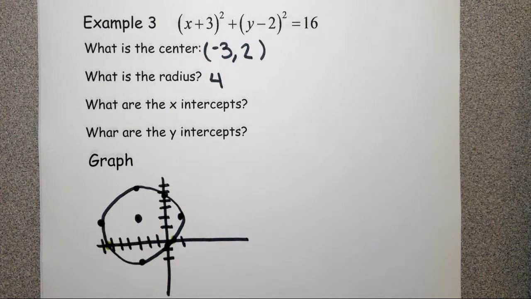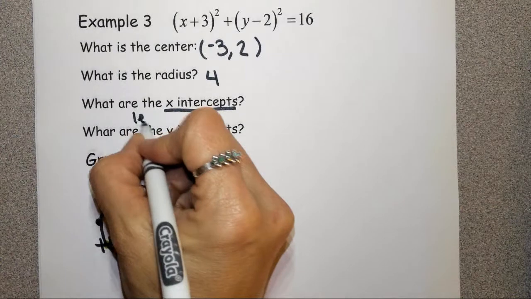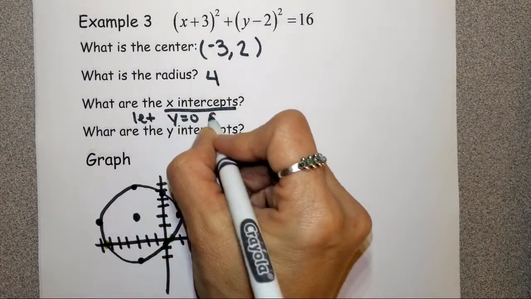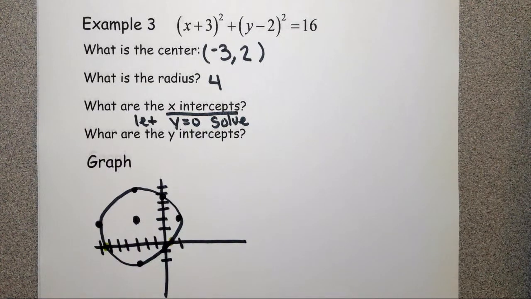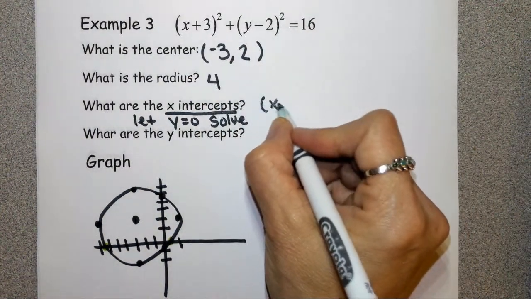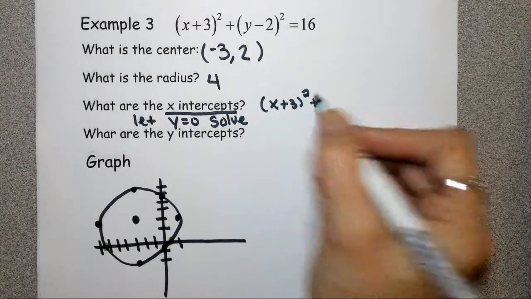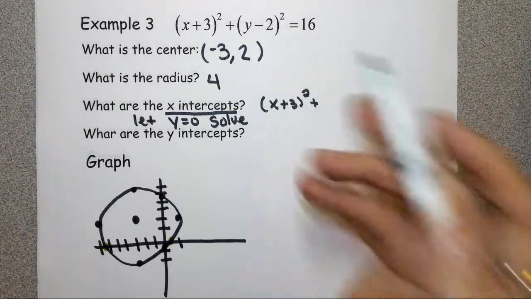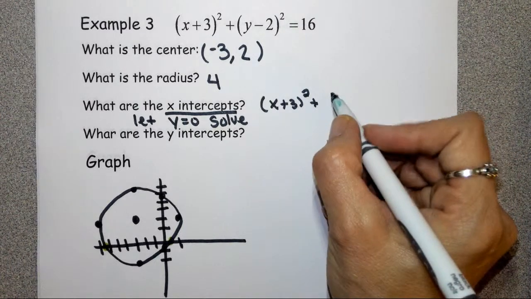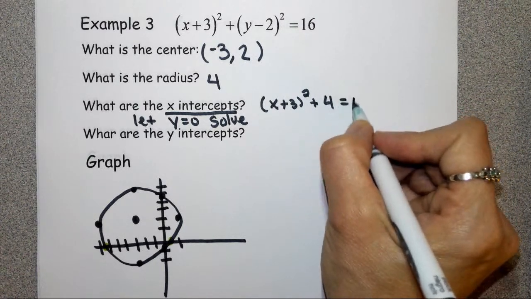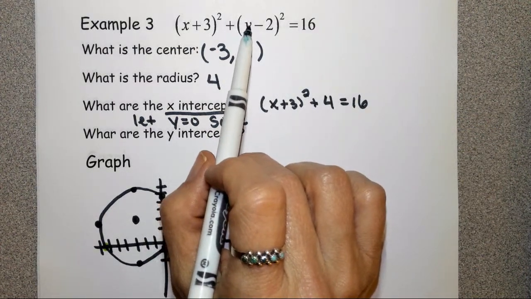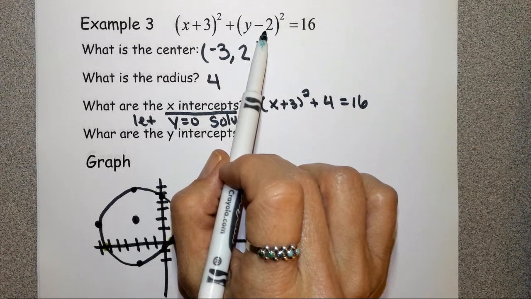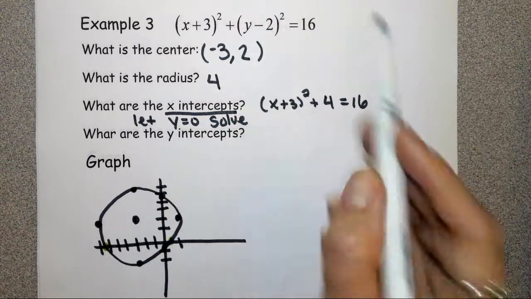Okay, what you have to remember is when you're looking for the x-intercept, you have to let y equal 0 and solve. So what are we going to make equal 0? Okay, so I'm going to have x plus 3 squared plus, what is 0 minus 2? -2. And what is -2 squared? 4. So I plugged in a 0 right here.